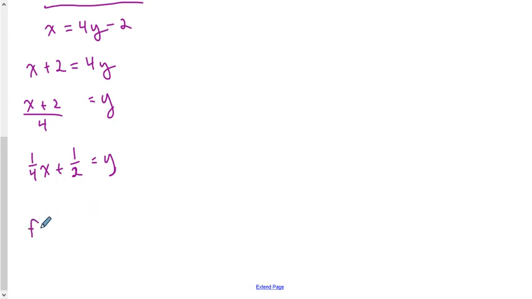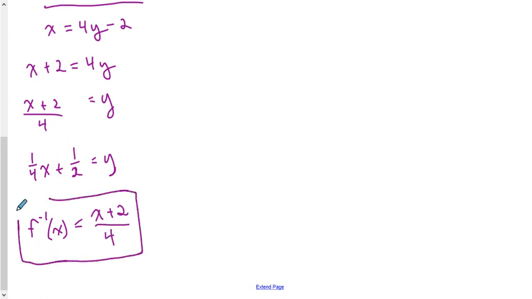So then we'll say, okay, let's write it in inverse notation. f to the negative 1 of x equals x plus 2 over 4. Or maybe you like to write it the other way, and that's okay too. Okay, so that's my inverse function.